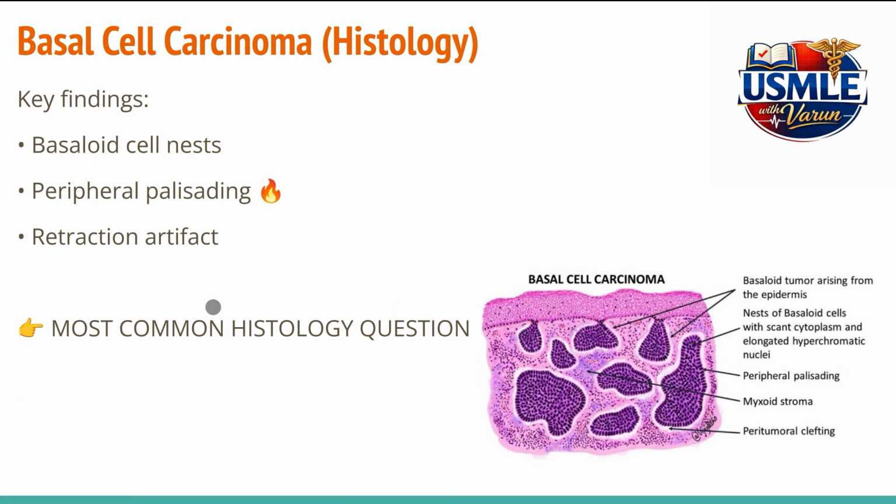On histology, basal cell carcinoma shows nests of cells that resemble basal cells of the epidermis. At the edges of these nests, the cells line up in an organized pattern, and this is called peripheral palisading. We may also see separation between tumor cells and the surrounding tissue, and this is called the retraction artifact. Palisading is the key buzzword whenever a question is about basal cell carcinoma.